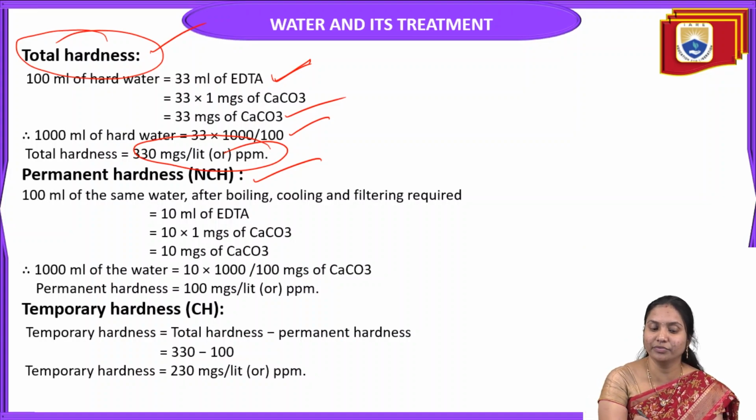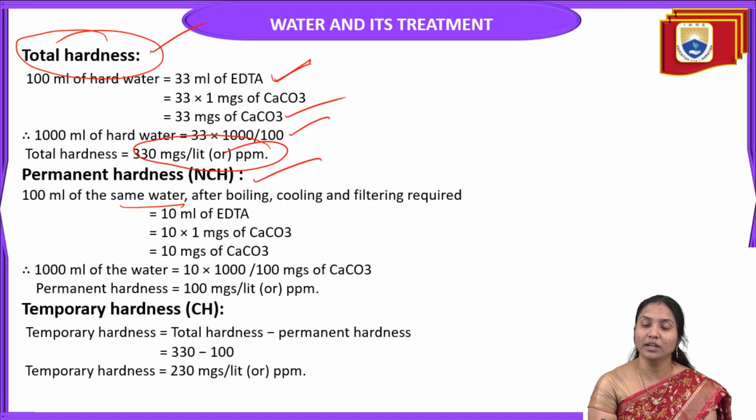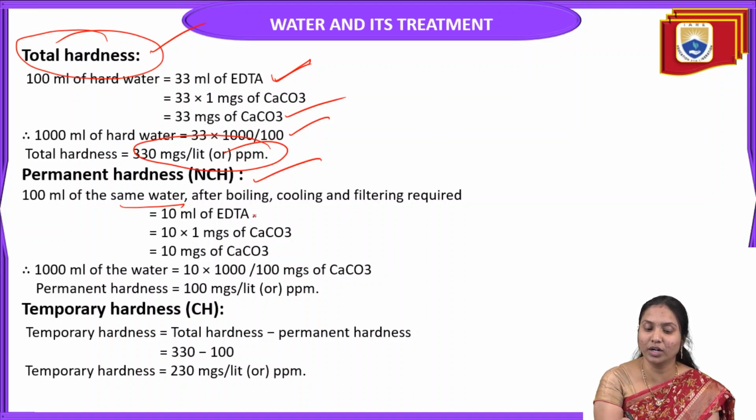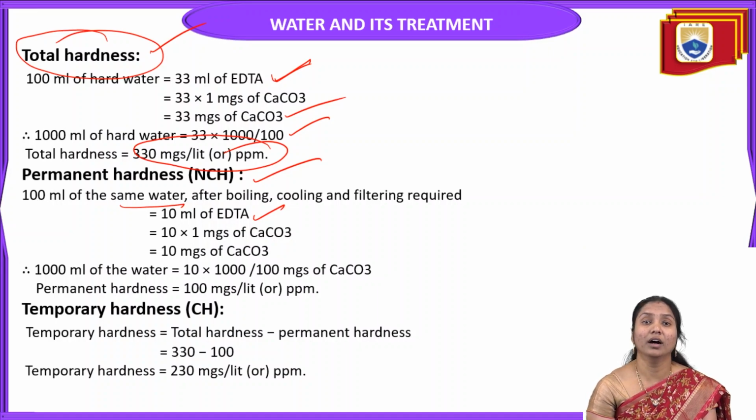So how can we calculate the permanent hardness of a given water sample? Take 100 ml of the same water after boiling. For what purpose are we boiling? We can remove the temporary hardness causing ions present in that water. After boiling, cooling and filtering, it requires 10 ml of EDTA. So after removing temporary hardness causing ions, the remaining water sample required 10 ml of EDTA.